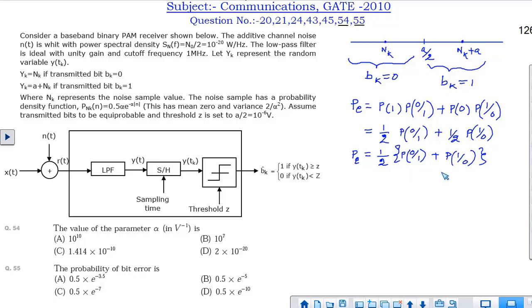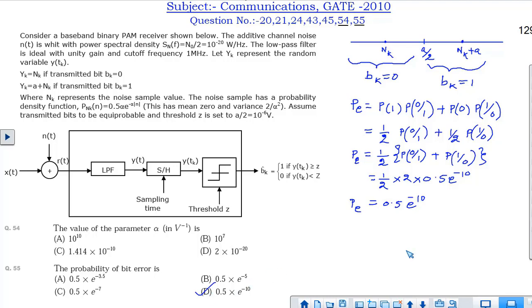As both values are equal, you can say half into 2 times 0.5 e to the power minus 10. So this will be simply equal to 0.5 e to the power minus 10. That is the probability of bit error asked in the question. So if you see, option D is matching with our probability of bit error. Hence option D is the correct answer for question number 55.